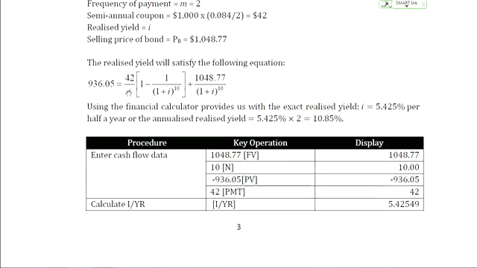Okay. So if you look at the solution here, your interest rate is 5.425%. Should we stop here? No. What would be our next step? The annualized realized yield, right? Again, because this one is only per half a year, we need to show the annualized realized yield. And the annualized yield would be this number times 2, right?